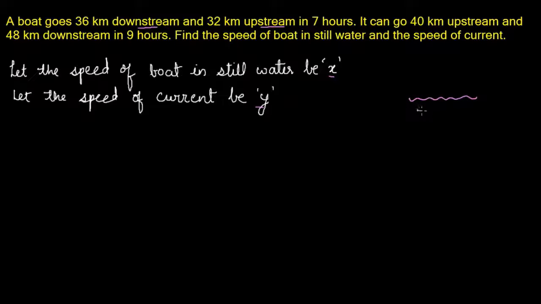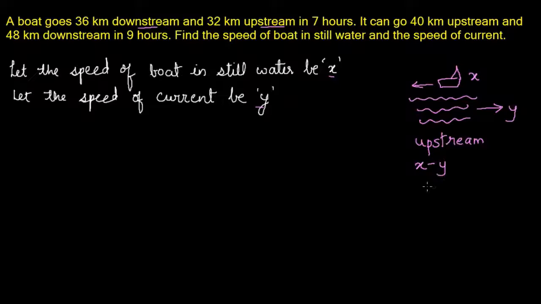Now suppose this is the stream. The flow of stream is in this direction and the boat is going in the opposite direction. When the direction of stream and direction of boat are opposite to each other, we say it is upstream, or the boat is traveling upstream. Now we know that speed of current is y and speed of boat in still water is x. Because they are traveling in the opposite direction, the final speed at which the boat will be traveling is x minus y.